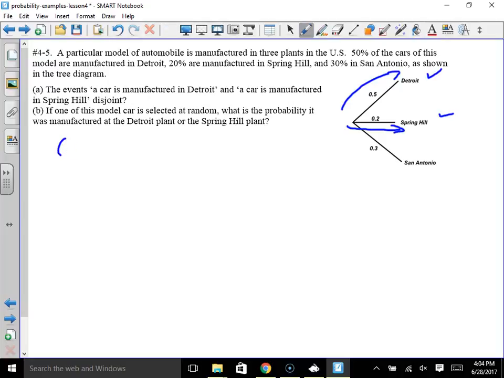So I would say A, are they disjoint? Yes. Right? If you go down the path to Detroit, you're not going to end up in the same place as Spring Hill. There's no way to be at Detroit and Spring Hill at the same time.